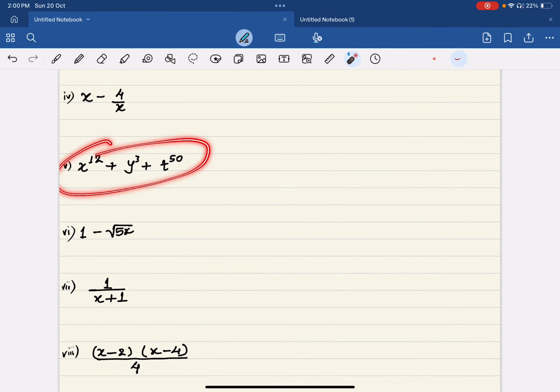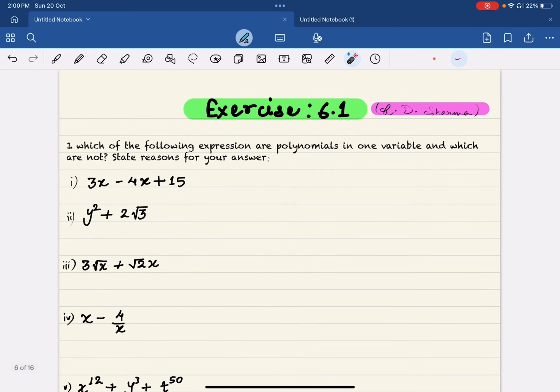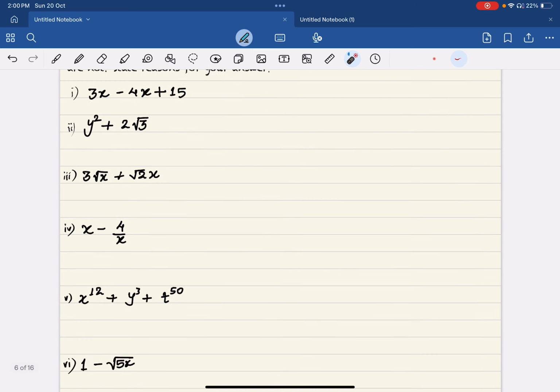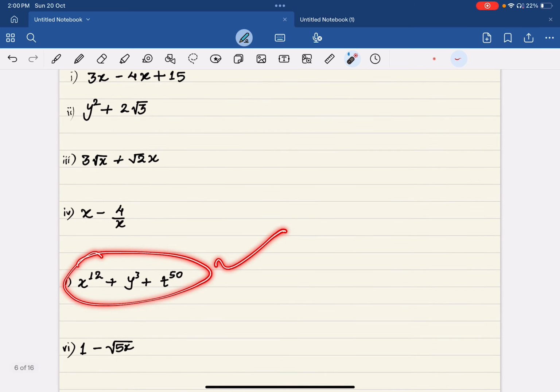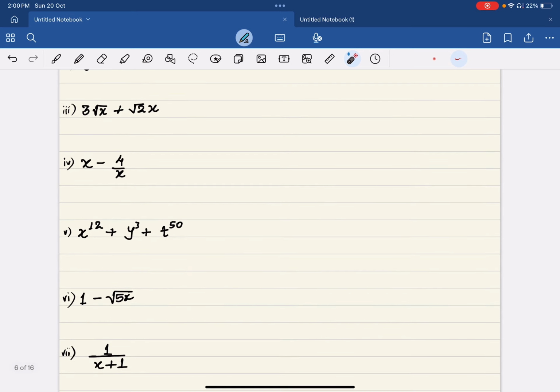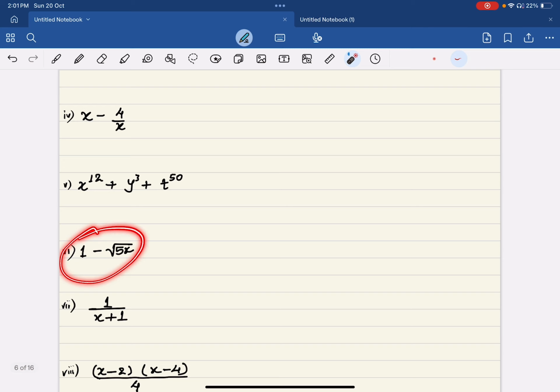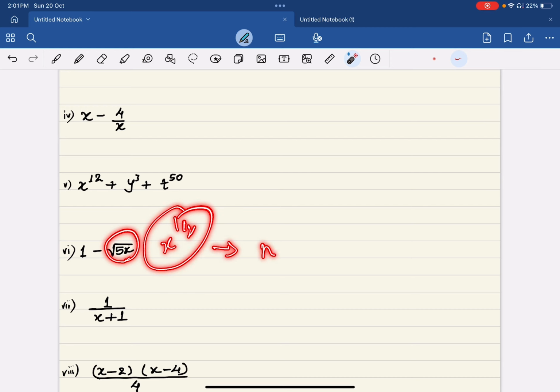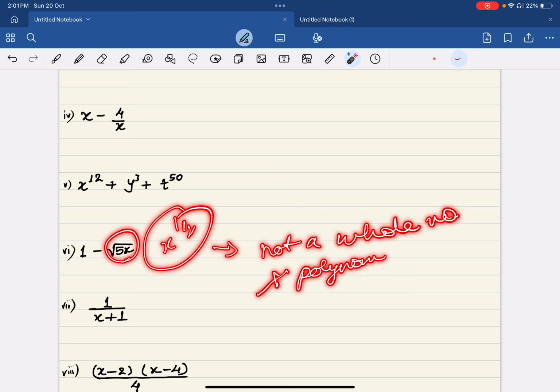In the fifth expression, all the variables have power as whole numbers, but we have to find a polynomial in one variable. This is also a polynomial, but not in one variable. Here the variables are three. Okay, so this is a polynomial but not in one variable. Question number 6. In question number 6, the variable has power as 1 by 2, which is not a whole number. So this is also not a polynomial.